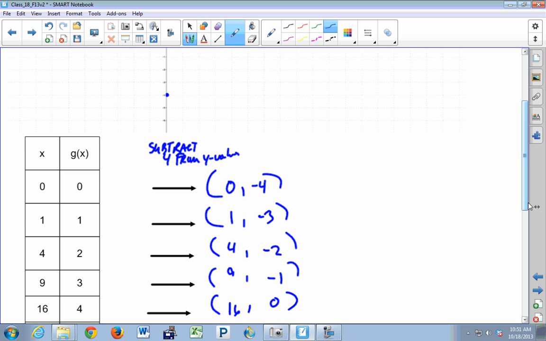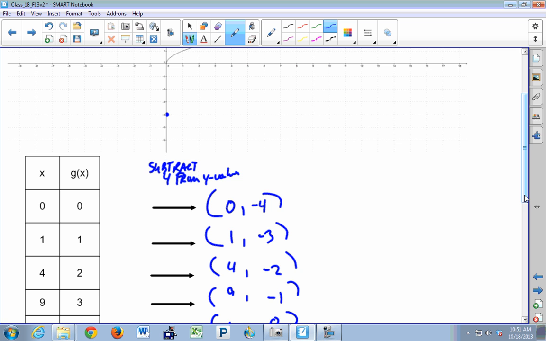1, -3, 4, -2, 9, -1, and then 16, 0, and that's a beautiful sketch of your transformation. Boom, you're done. Or you could have worked right on your graph and just literally moved the whole thing down 4 units. They both get you to the same place. It just depends on how you like to do it.